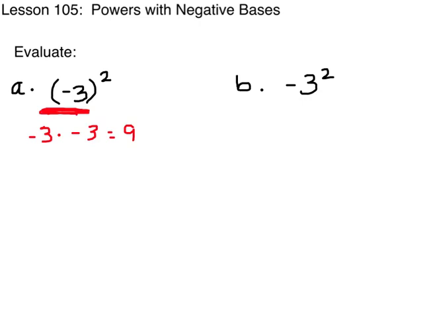In this case, this negative is not protected. So it is sitting on the outside, and the only thing that is going to be squared is the 3. So here we have this negative, and then we have 3 times 3, which is 9, but then this negative is going to come back and attach and make our answer negative 9. So you see that that parentheses right here in A makes a huge difference in the outcome of our answer.